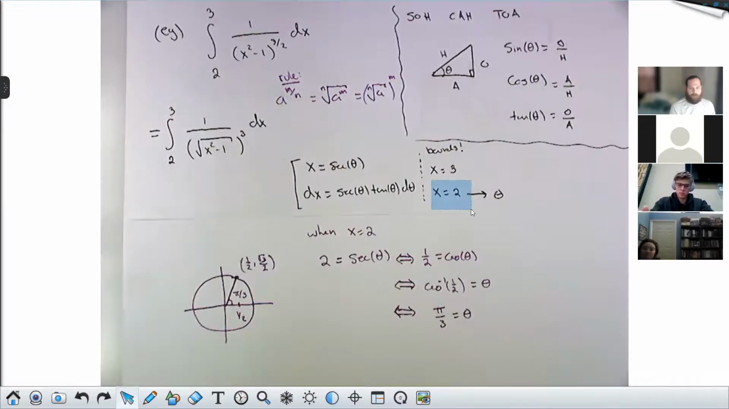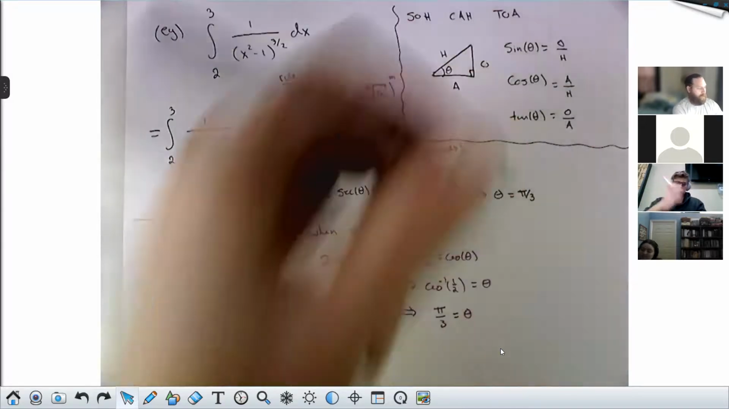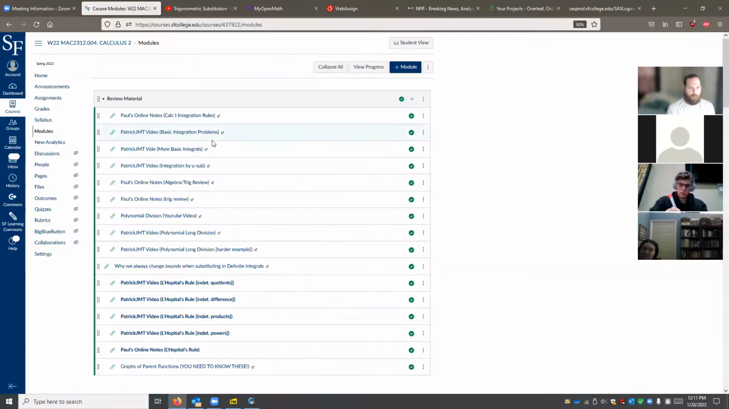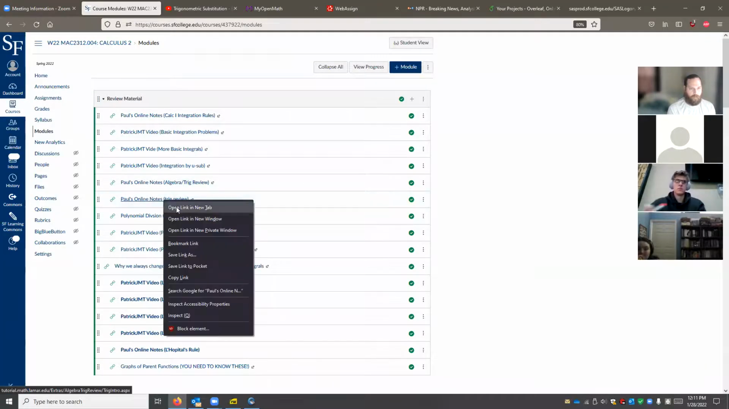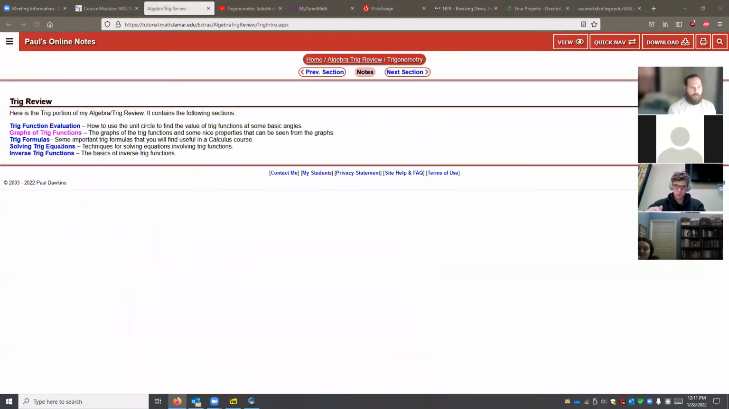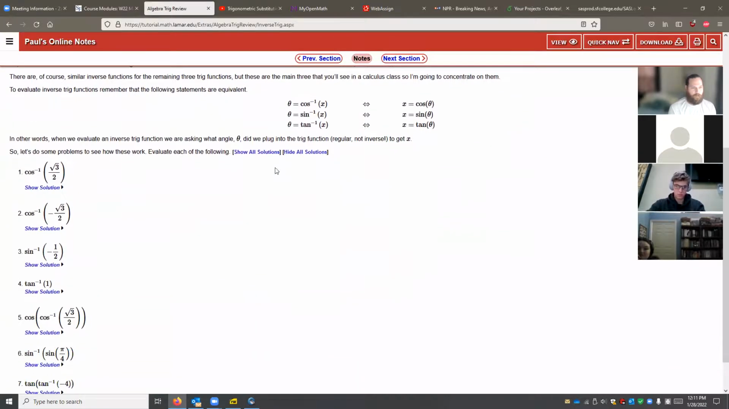So when x is equal to 2, theta is equal to pi over 3. If you need to practice this stuff, again, there's links in the modules. You come up to the review material, go to Trig Review, Paul's online notes. Go to inverse trig functions. Right down here are all these sorts of things, right? Like the inverse cosine of √3/2. How do you find it? Cosine inverse of negative √3/2, sine inverse of negative 1/2, all this stuff.